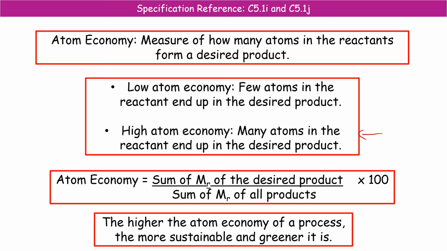How do we calculate atom economy? The sum of your relative formula mass of your desired product divided by the sum of the relative formula mass of all products, and it is going to be a percentage, so times by 100. So realistically, desired product divided by all products. Reactants are irrelevant in this.